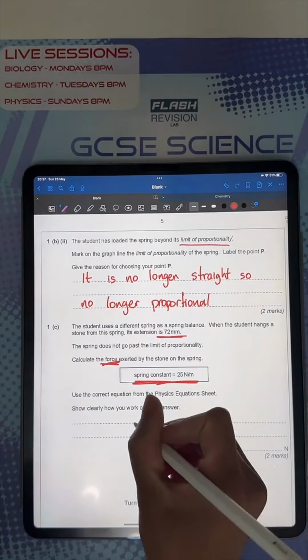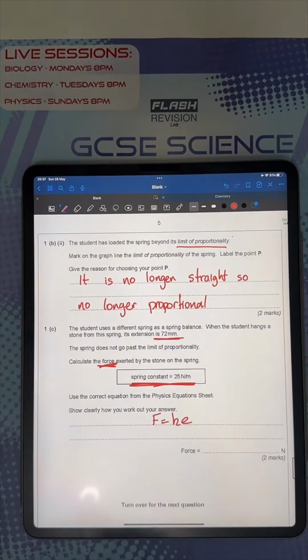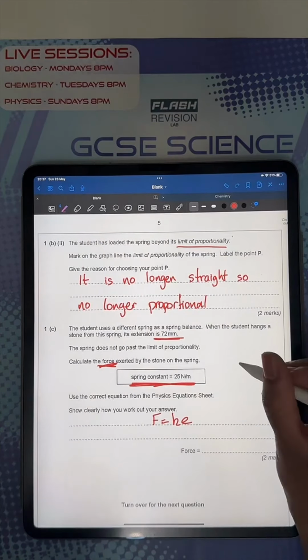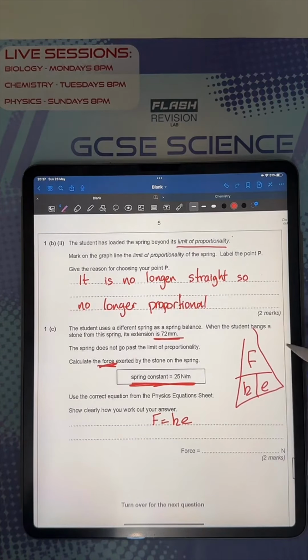So F equals ke. We want to work out the force, so there's no rearranging needed. But if you did want to rearrange, here's the triangle. Ke, like that.